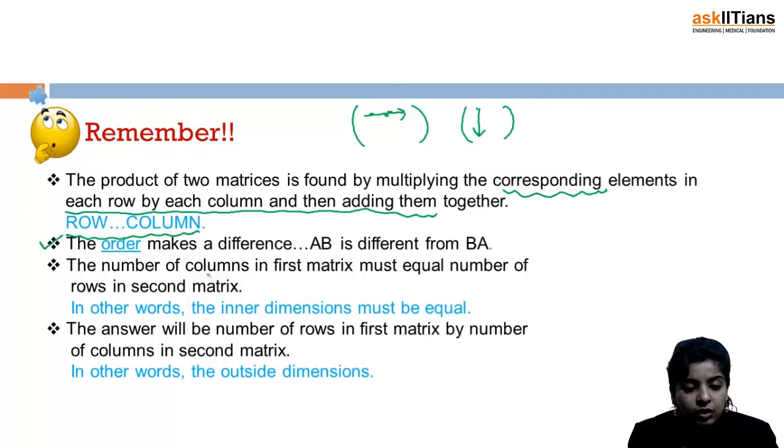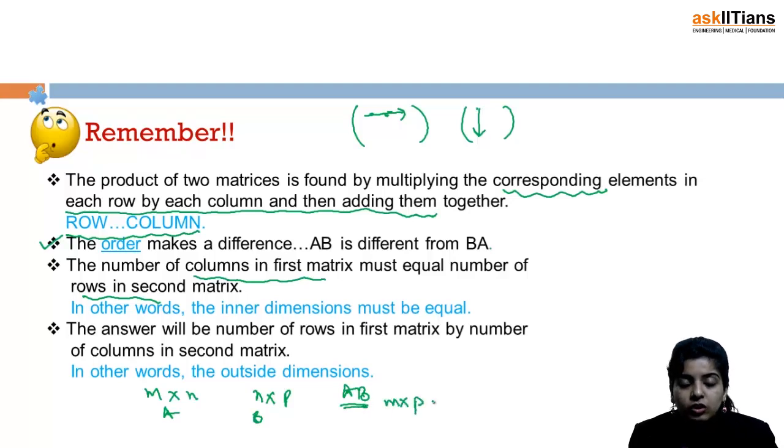The number of columns in the first matrix must equal the number of rows in the second. The internal dimensions need to be the same in order to multiply two matrices. Again, the resultant matrix would have the external dimensions. As we have already discussed, if I have M cross N and N cross P, this is matrix A, this is matrix B, these are the orders. If I multiply AB, I find out the matrix AB, then the dimension of AB or the order of AB would be M cross P. That is the external dimensions, right?